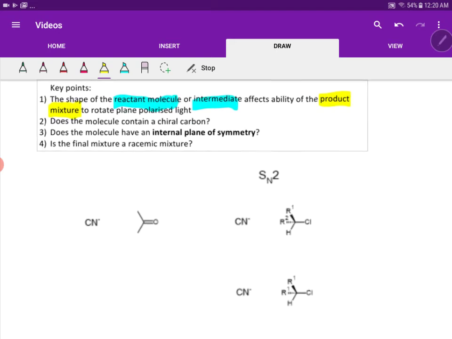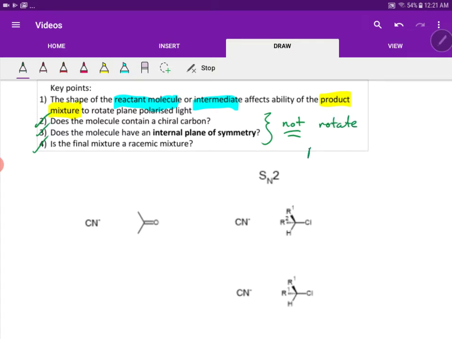So the questions that we want to ask ourselves are: does the molecule contain a chiral carbon? Does it have an internal plane of symmetry? Is it a racemic mixture? Because all these three points will not rotate plane polarized light.